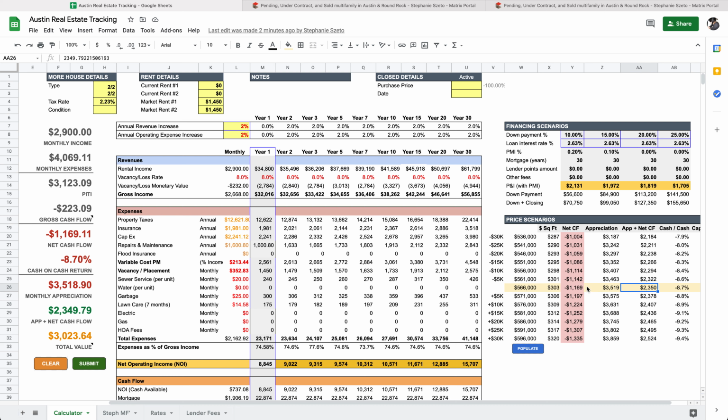It looks like in this case, even if I were to offer 30 below their current ask, it would still be around negative 1,000. That's good for me to know as I'm thinking about whether to offer on this, how much I would want to go, and how far down I'd have to go for this to work for me.